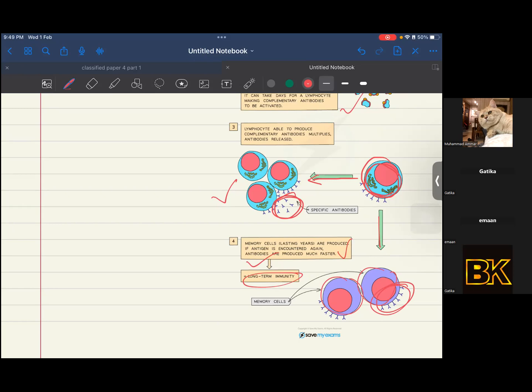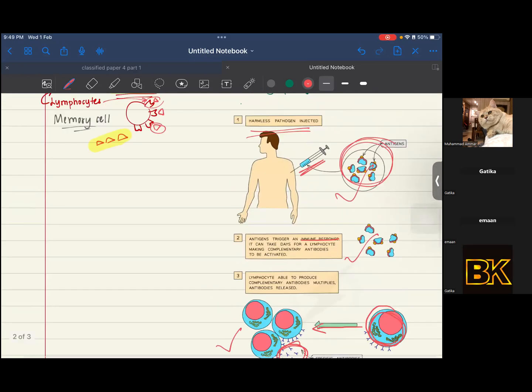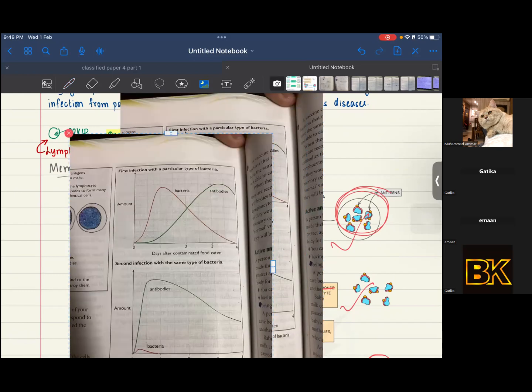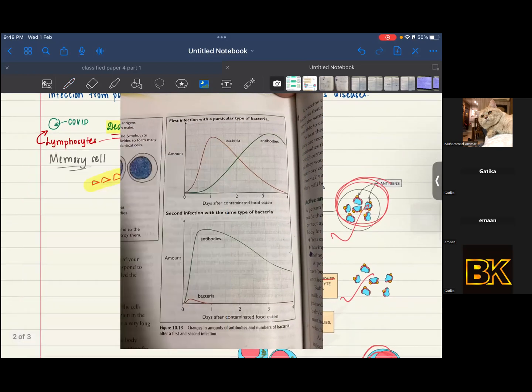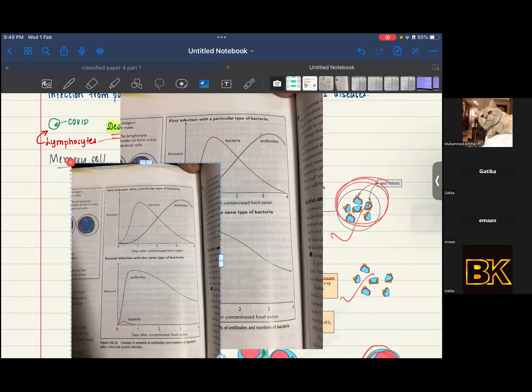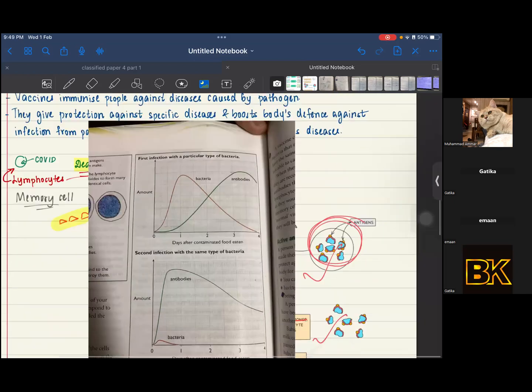Yes, it's clear. Okay. Now there's this one graph I wanted to show you, which was from the textbook, right? I think I inserted it twice.